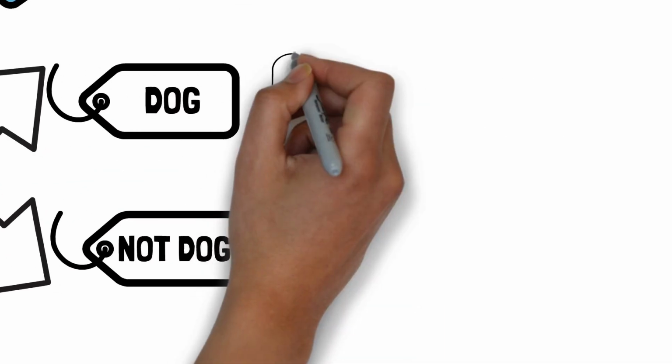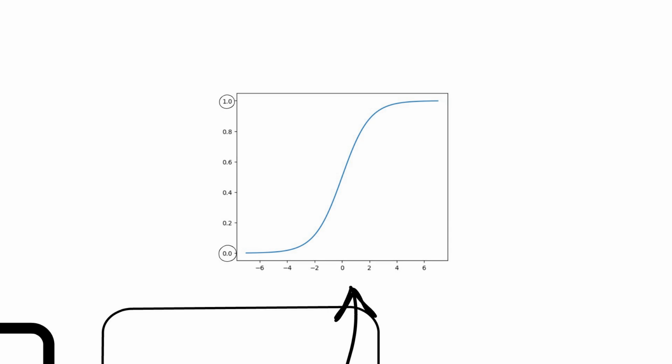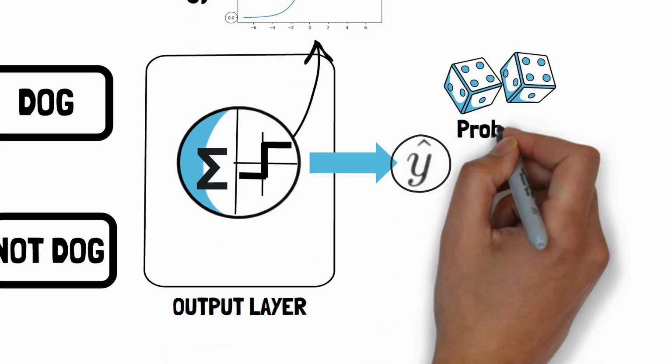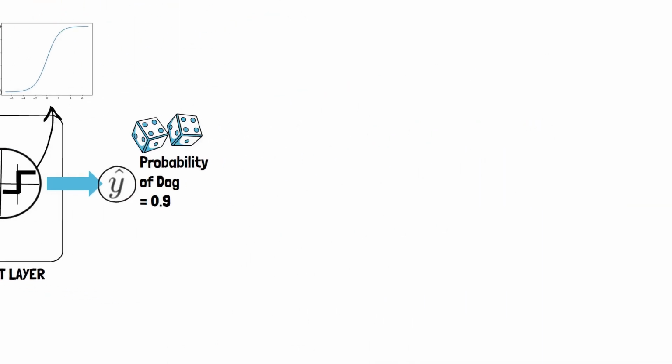For this, we set up our network with a single output node whose value would be squished between 0 and 1 using, for example, a sigmoid activation. And this value will represent the probability that the input image represents a dog.